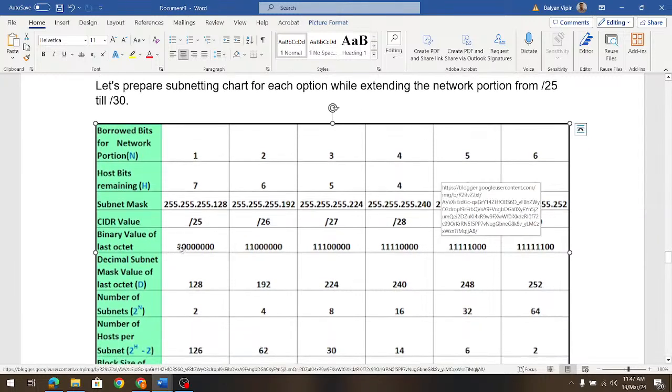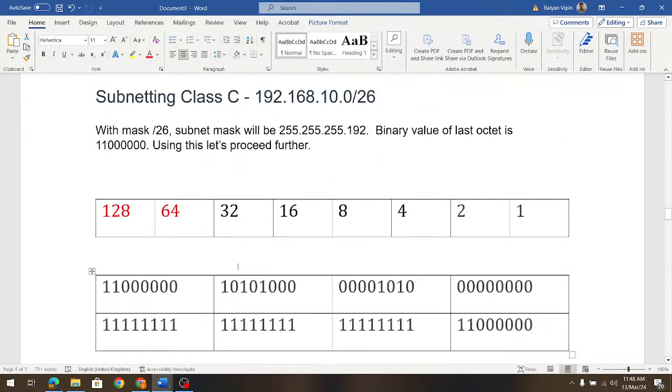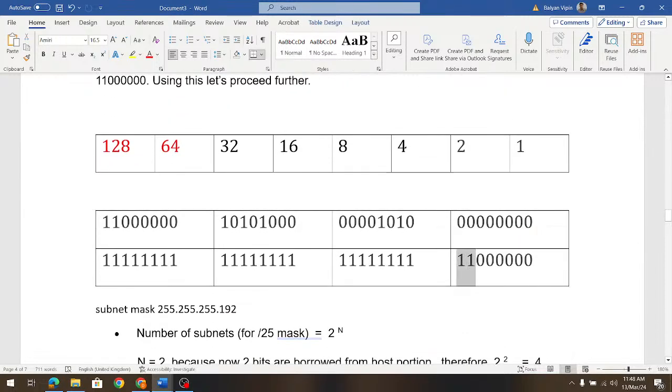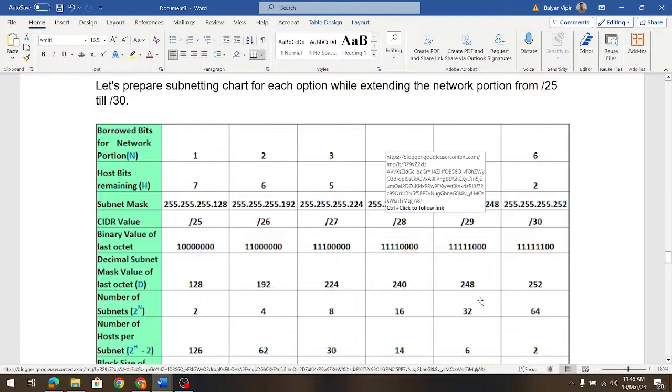The binary number corresponding to the last octet: for 25, it will be 1 followed by all 0s; for 26, the first two are 1 and then all 0s; then the first three 1s and all 0s; four 1s and four 0s; five 1s and three 0s; six 1s and two 0s. The decimal subnet mask of the last octet will then be 128 if one bit is there; with two bits, 192; with three bits, adding these three, 224; with four bits, 240; with five bits, 248; with six bits, 252; with seven bits, 254. So that's what's there.